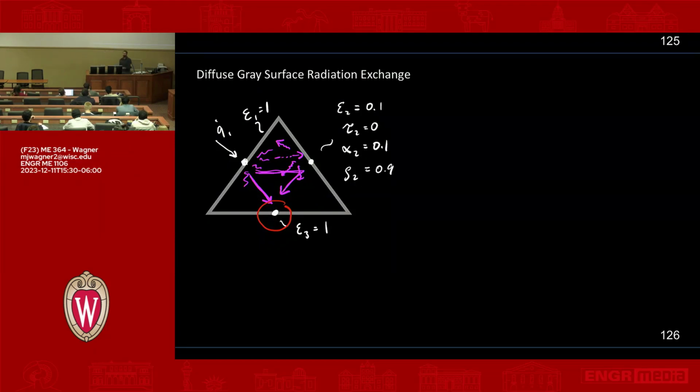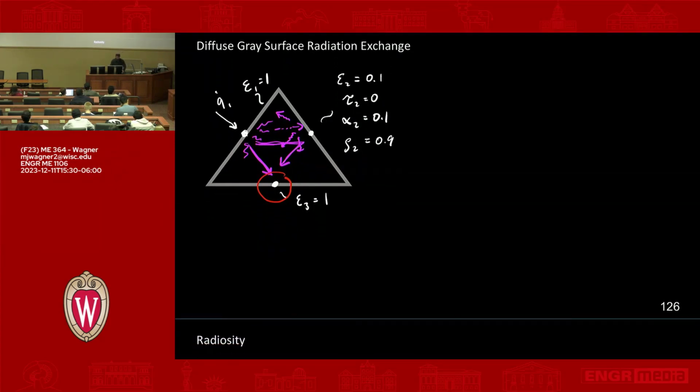How am I going to develop a set of equations that now lets me solve for the temperatures of the system, how much total energy is coming into each node, and so on. So what we're going to do is introduce this idea of something called radiosity, and radiosity is a measure of the total light that's coming in. To get to that point, let me just give you some definitions here.